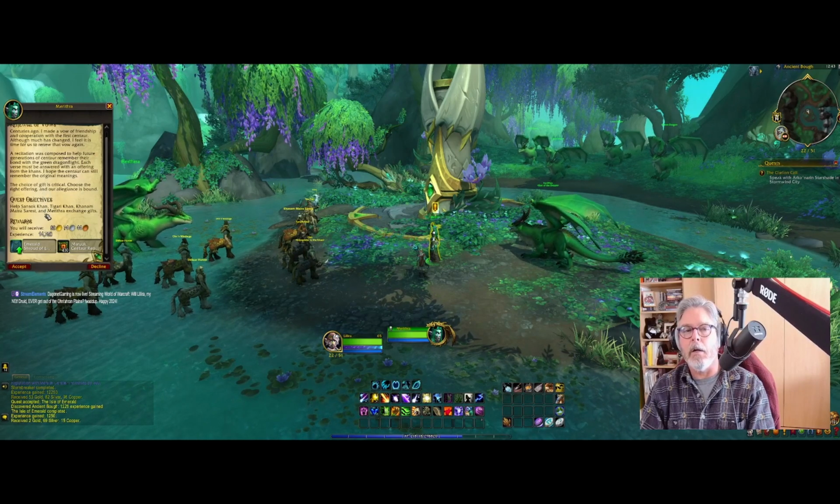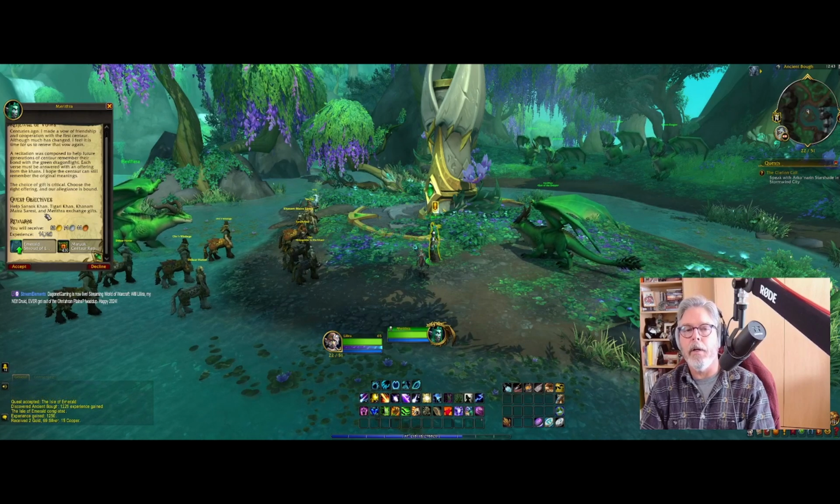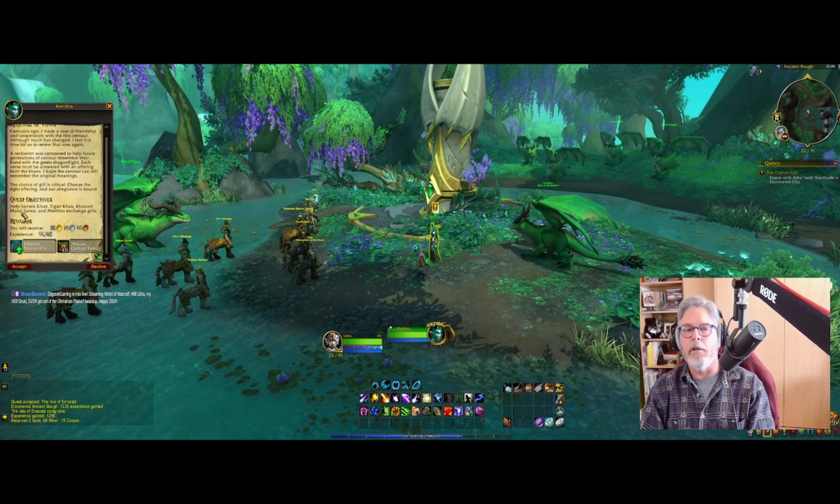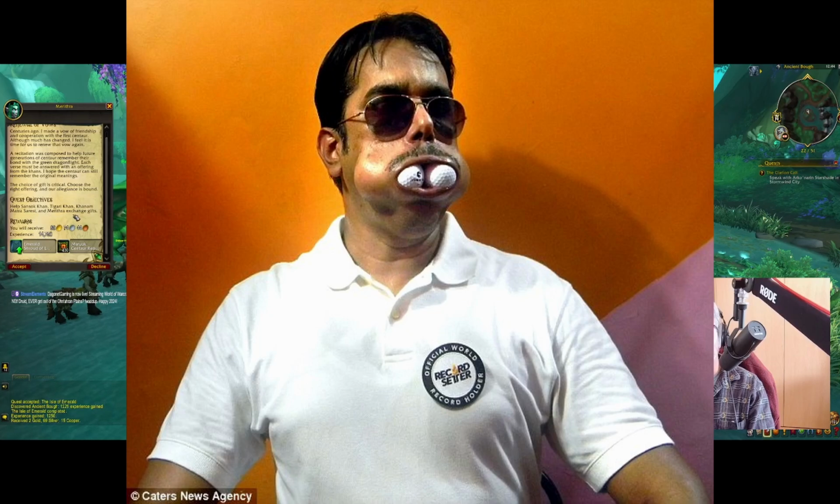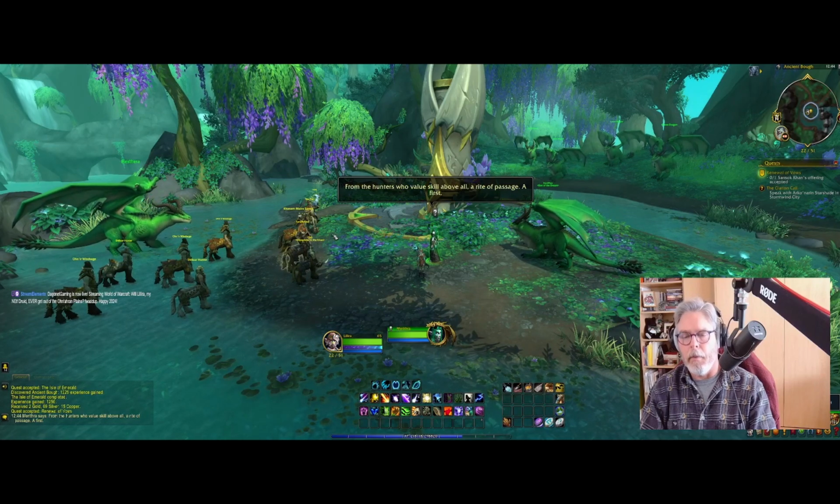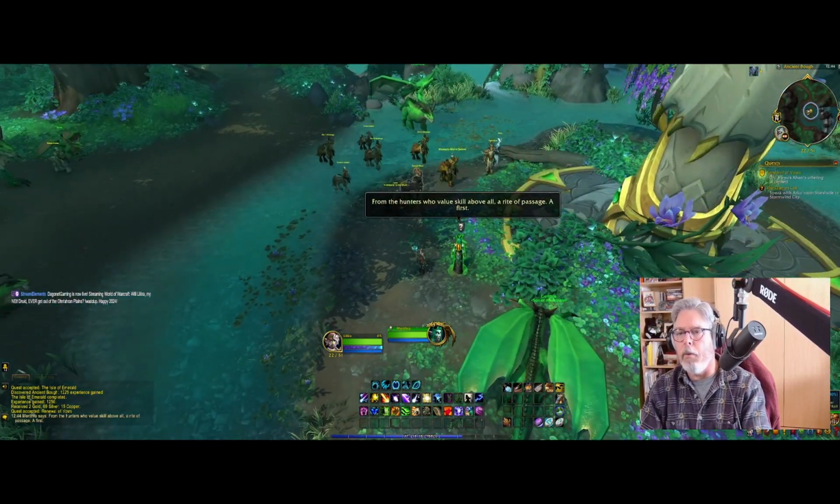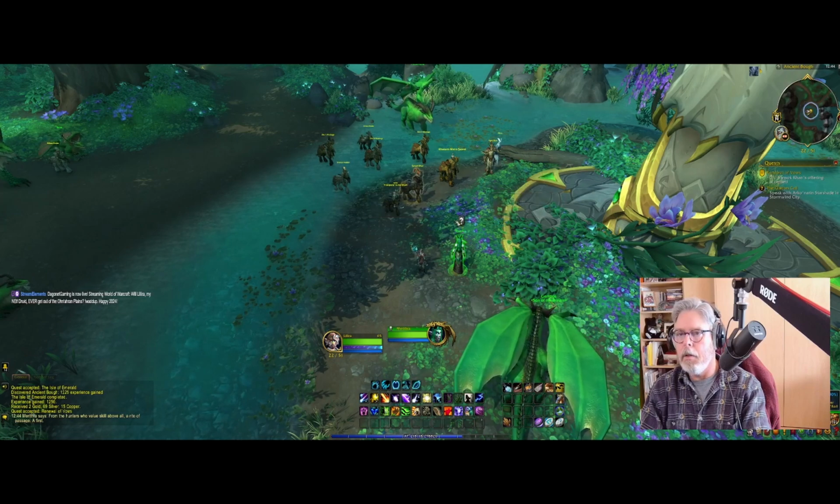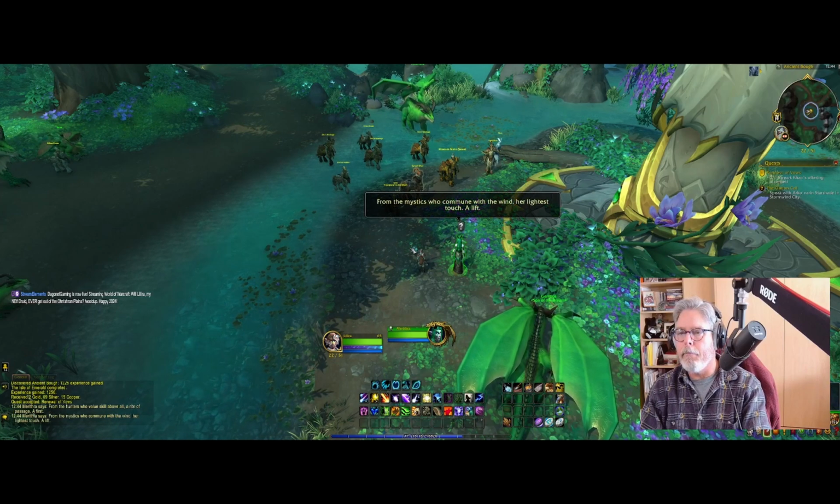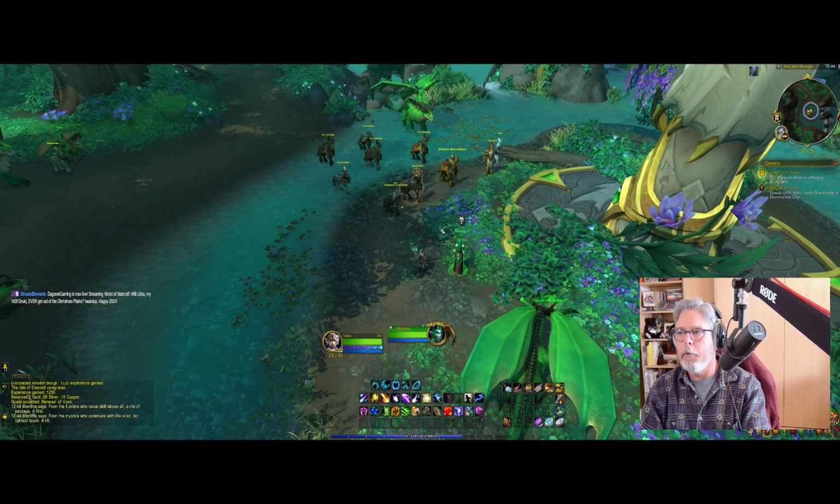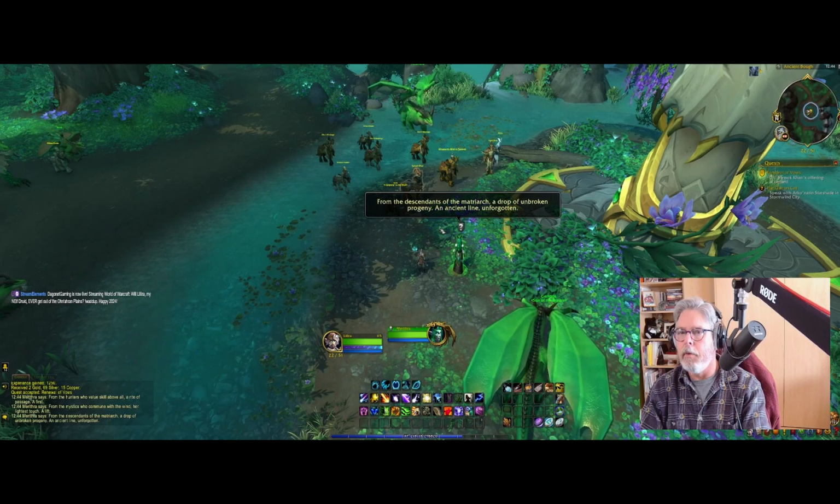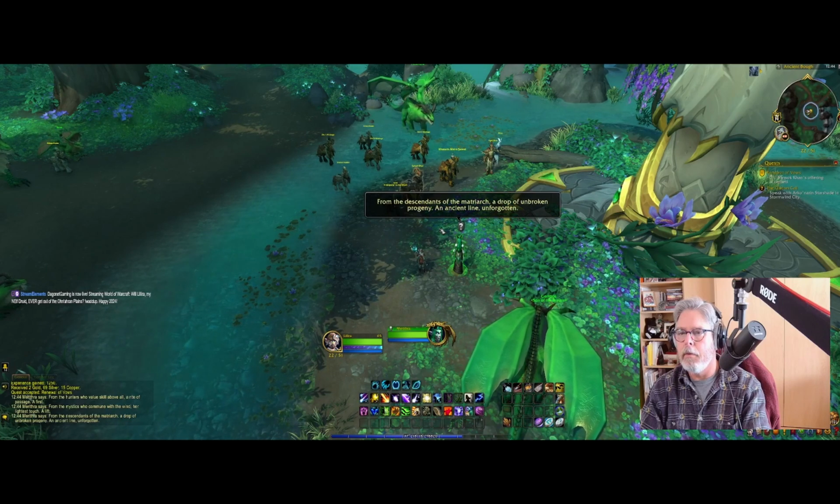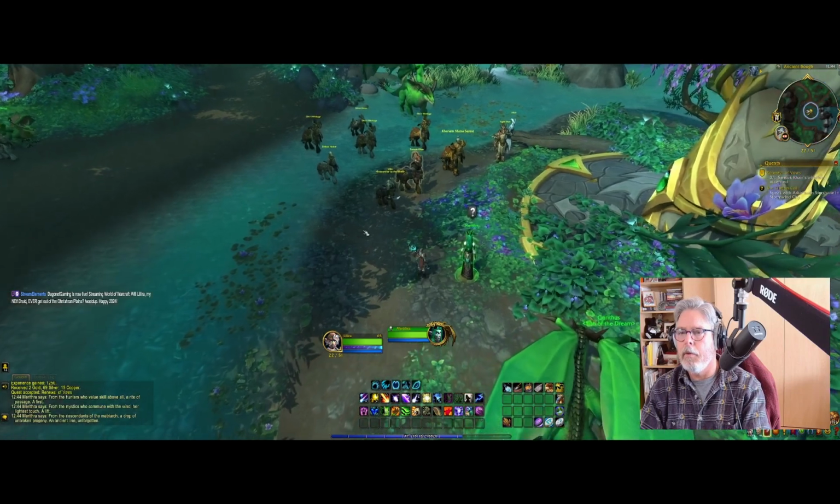Help Sansak Khan, Tigari Khan, Khanam Matra Sarest, and Marithra exchange gifts. Rest from the hunters who value skill above all: a rite of passage, a first. From the mystics who commune with the wind, her lightest touch, a lift. From the descendants of the matriarch, a drop of unbroken progeny, an ancient line, unforgotten.